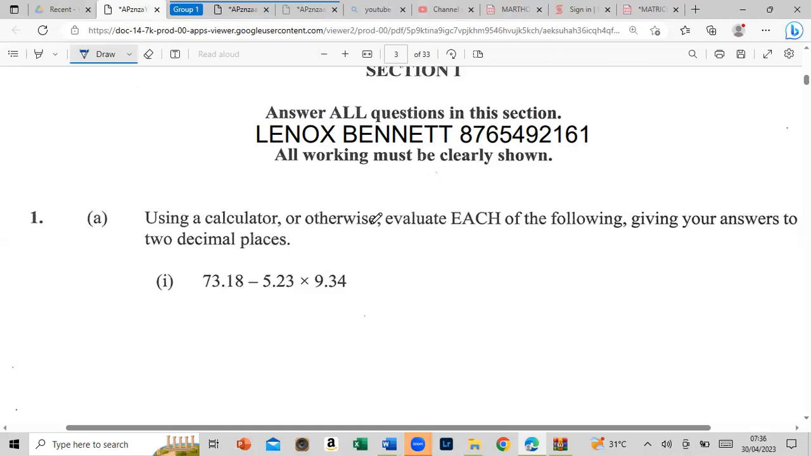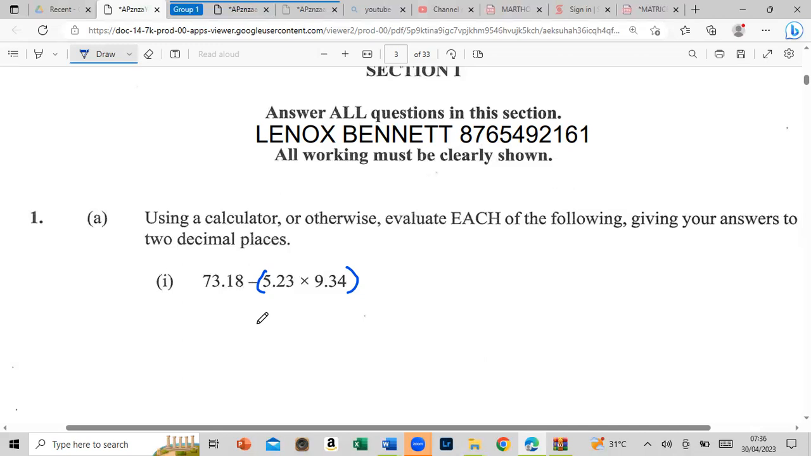It says using a calculator, otherwise evaluate each of the following, giving your answer to two decimal places. So what we're going to do, we're going to bracket off this and work out this part first. If you have a calculator, you can put 73.18 in a bracket, close the bracket, minus, then put 5.23 in a bracket again, and then times 9.34. But let us work this step by step.